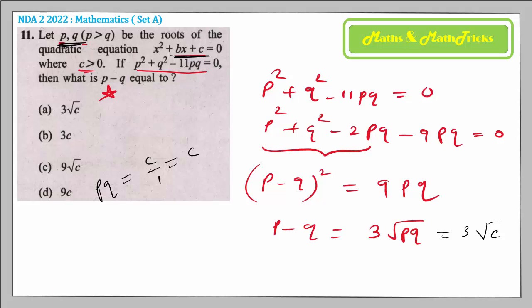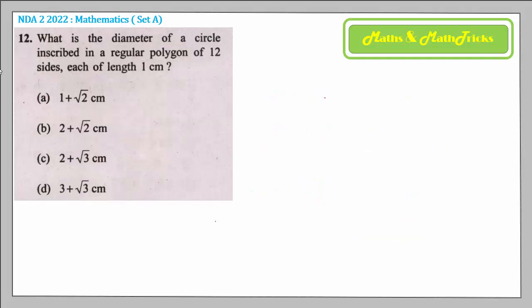And root C is properly defined. It's a real number because C is positive. So hence the ultimate answer, the P minus Q value, results to 3 times root C. That's option number A. So let's talk about question number 12 now.